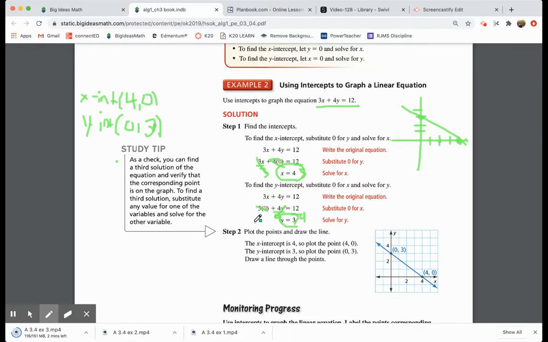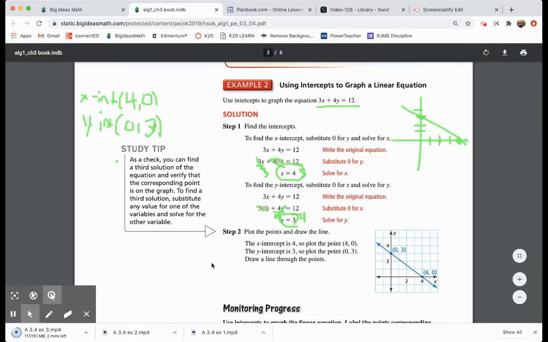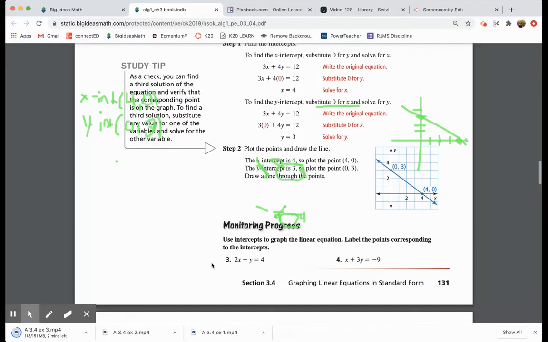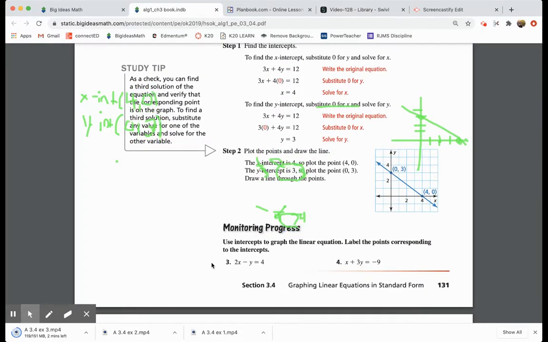Okay, so you are going to try these 2 problems at the bottom. Using your x and y-intercept, graph these 2 equations. It says label the points corresponding to the intercepts. That just means they want you to go back on your graph and in parentheses put this is the point 0, 3, this is the point 4, 0. Okay, so pause the video, try those, and I will go over them.